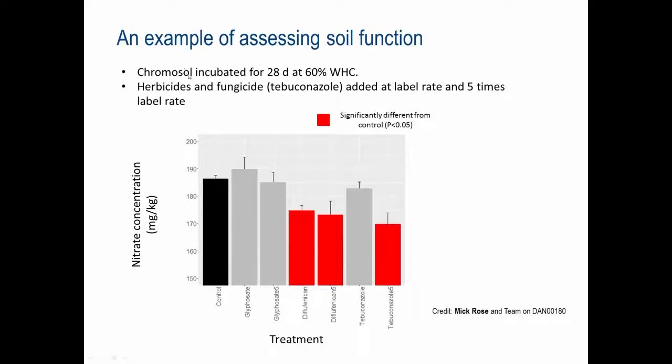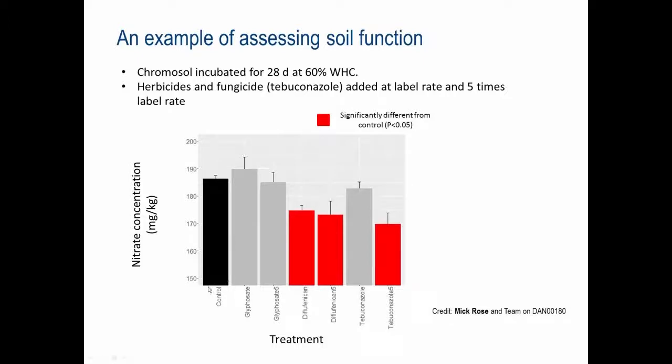So here we've got a chromosol which has been incubated at moderately high water holding capacity, and in that particular soil we applied herbicides including glyphosate or Roundup and diflufenican. So the first one is glyphosate at a label rate, and then glyphosate at 5 times label rate application. Diflufenican, same deal, and tebuconazole as a fungicide as a bit of a positive control.